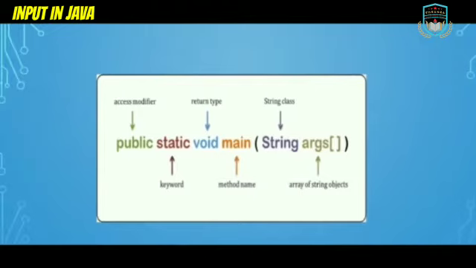Now we'll continue with the first method, function argument. So what do you mean by function argument? And how can we write the main method, and what is the syntax for that? public static void main(String args[]). Execution always starts from the main method.